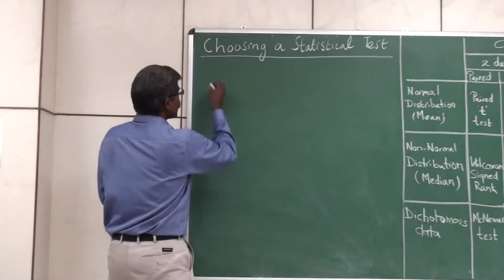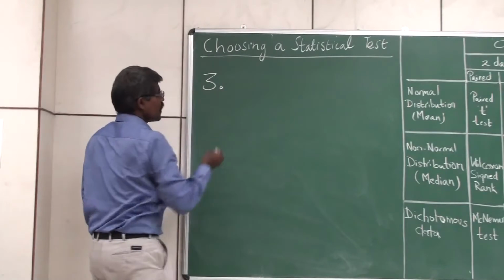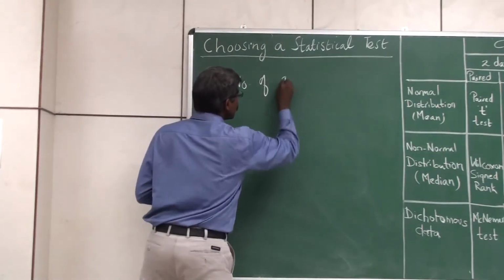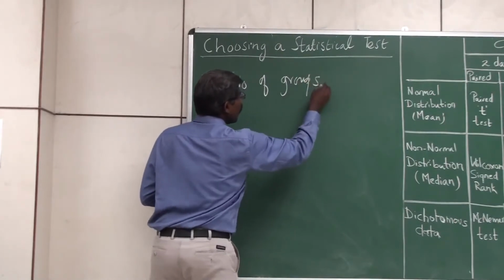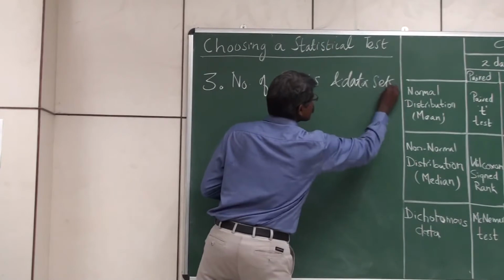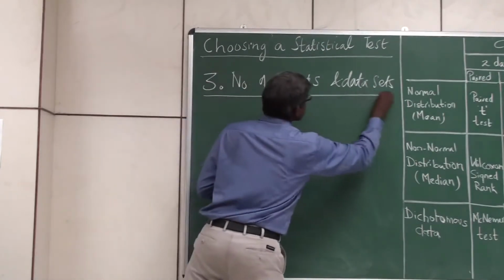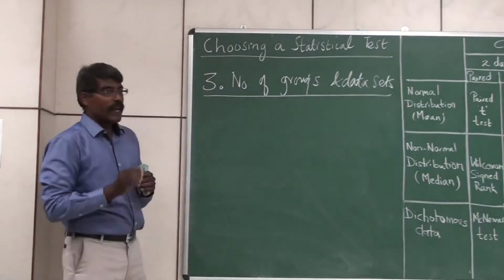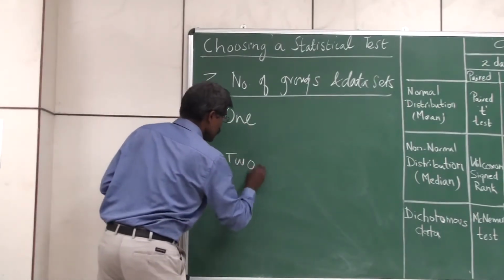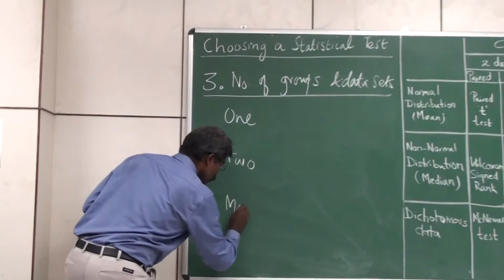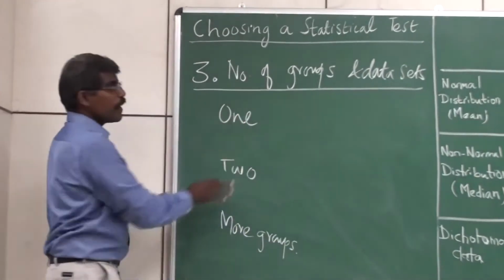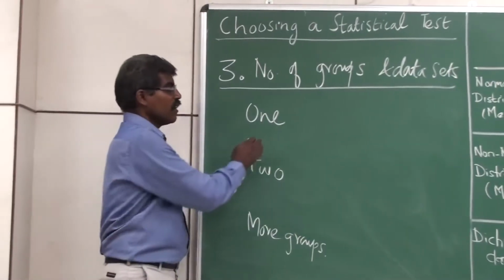The third factor which dictates the selection of statistical test is the number of groups and data sets. It can be one group, it can be two groups, it can be more than two groups. Now I will explain this to you.